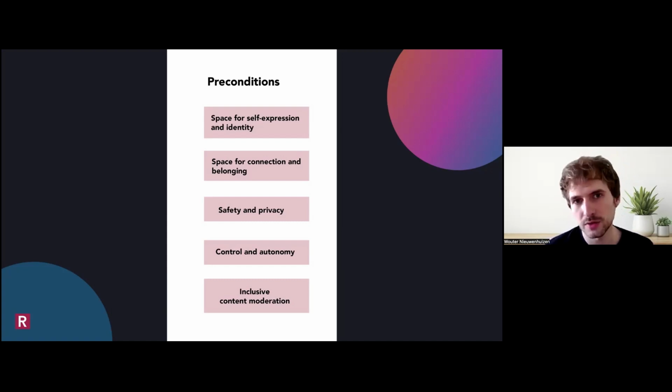And we say inclusive content moderation because this is both for posting and sharing content as for what you see and what you are exposed to. And all these preconditions, they tie in together. So of course, if you have little control and autonomy, you also may feel less safe, or if you feel really safe but you're not, etc. So these conditions are related to each other.